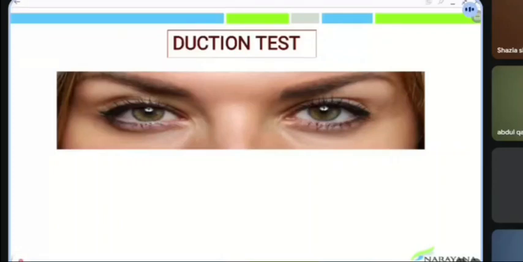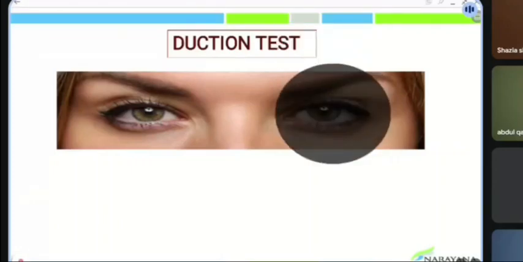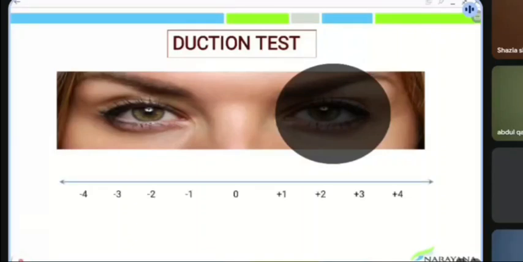In this we have to occlude one eye, and we are going to see the movement of the other eye. Now I'm occluding the left eye and I'm seeing the movement of the right eye. Based on that, I'm going to grade them from -4 to +4, where -4 to -1 will be an underaction of the muscles, and +4 to +1 will be an overaction of those muscles. It will be done monocularly. We'll be testing whether the adduction, abduction, elevation, and depression are working well.